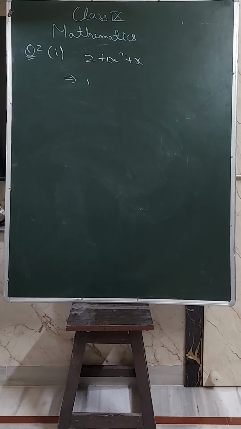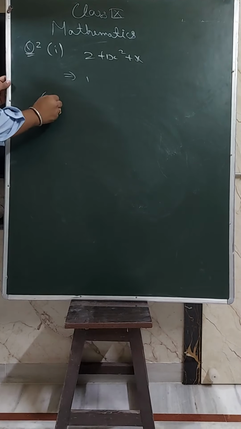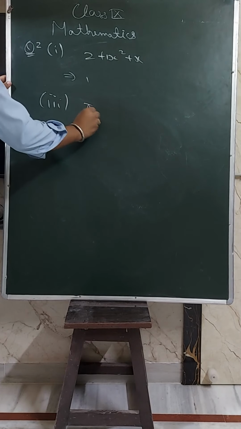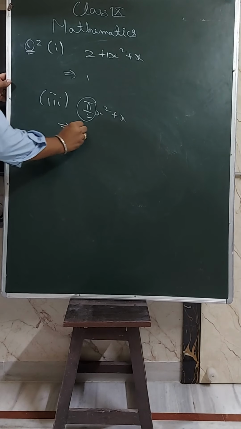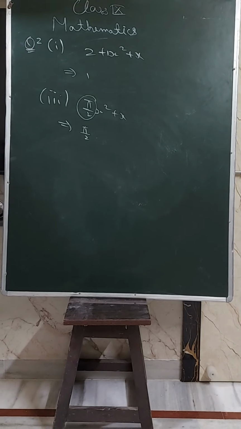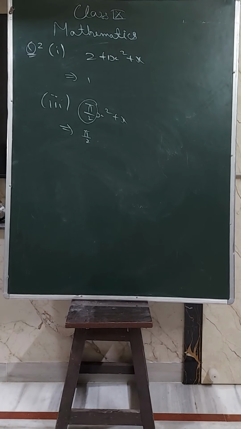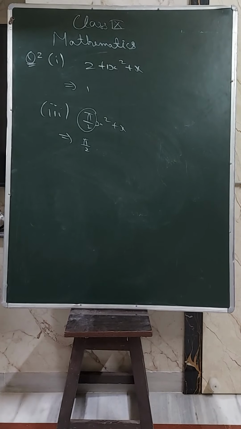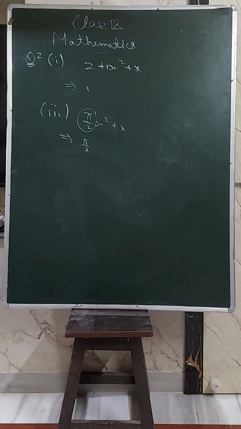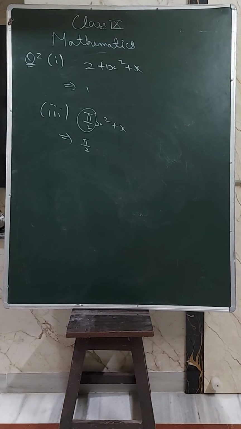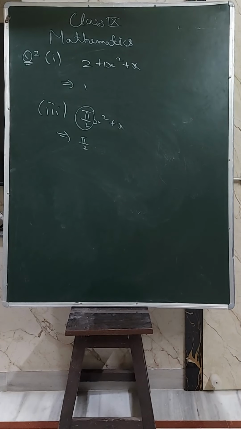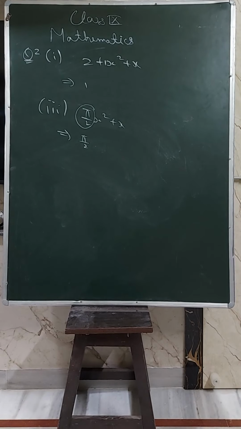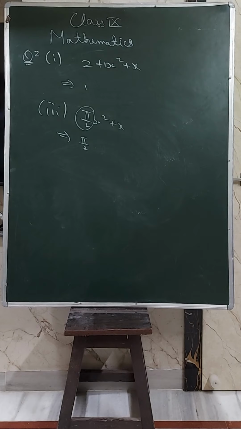Now third part, pi upon 2 x square plus x. Now what is the coefficient of x square? Pi upon 2 is the coefficient of x square. You can write in your own words also. Now fourth part is also homework. One thing I will tell, in the fourth part x square is not there. Means the coefficient is what? It is not given x square. So the answer is 0.